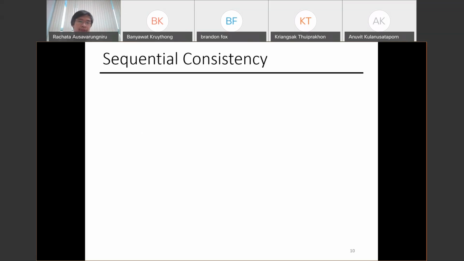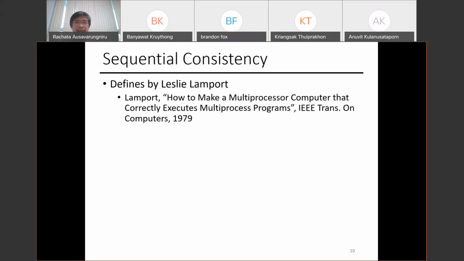All right, so let's define what is sequential consistency. Anyone seen this terminology before? All right, the long pause, I assume no one's seen it before, which is good, so that I can define it here. It's actually defined in this paper by Leslie Lamport.